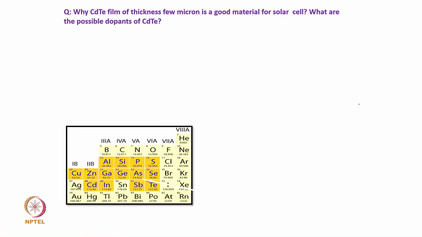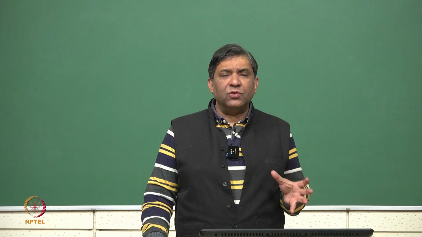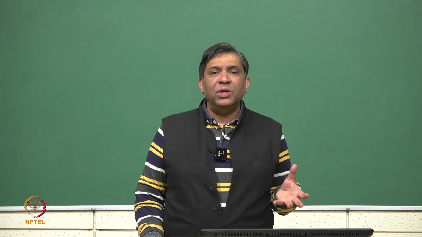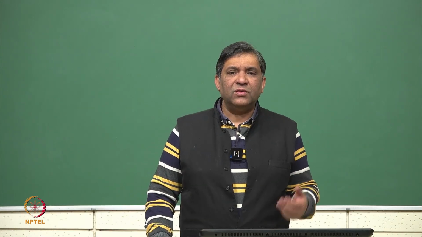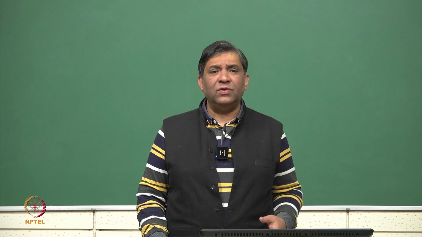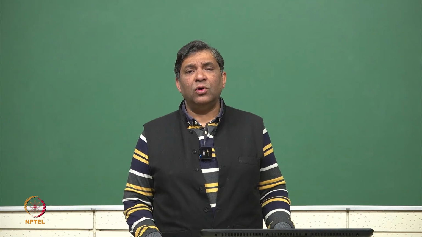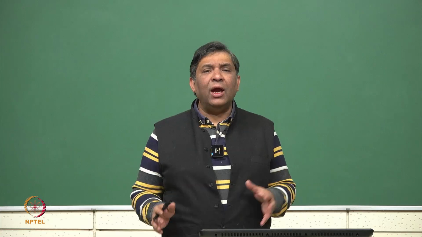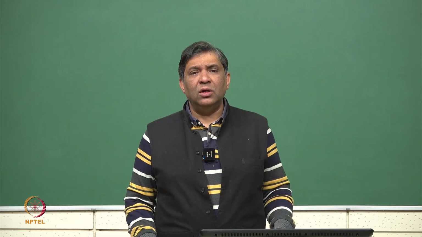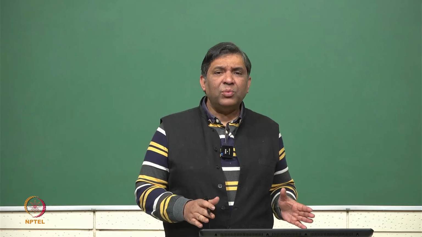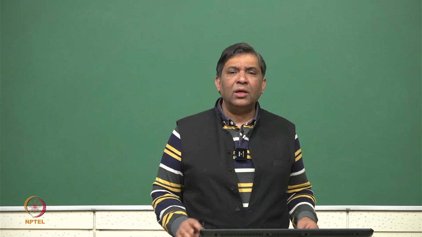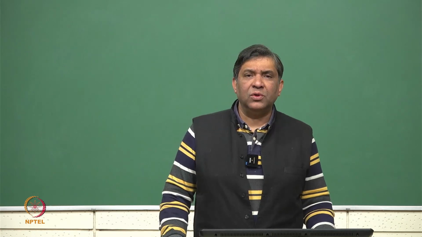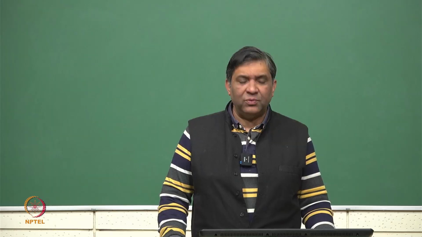Now, the next question is what are the possible dopants of CdTe? I already mentioned during one of my lectures that when we make a solar cell, it is important that we make a p type and n type because they are all junction solar cells. In this case, it is a heterojunction CdTe CdS. In case of silicon, it was a homojunction, that means p type and n type were both silicon, and here p type CdTe is used and n type CdS is used. But how do we make p type and n type dopants from CdTe?